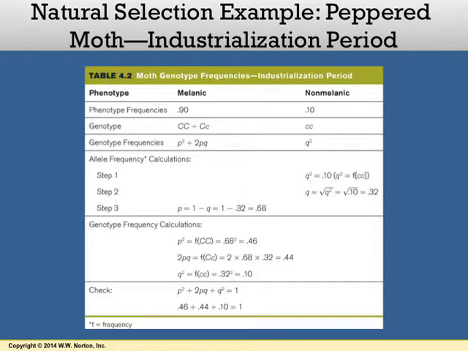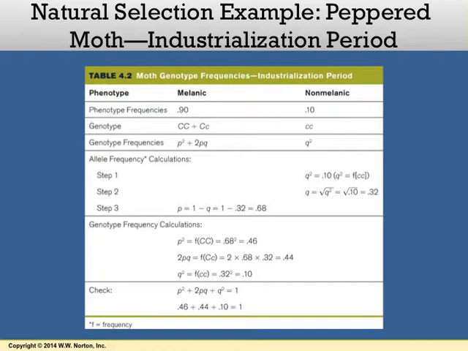Since frequencies must add up to 1, the frequency of p, the big C allele, must be 1 minus 0.32 or 0.68. We can then do the math to figure out which moths were homozygous dominant by squaring 0.68 and getting 0.46. That means 46% of the moths were homozygous dominant. 2pq tells us the number of moths that are heterozygous, and since we know p, which is 0.68, and q, which is 0.32, we can calculate heterozygosity at 0.44, or 44%.